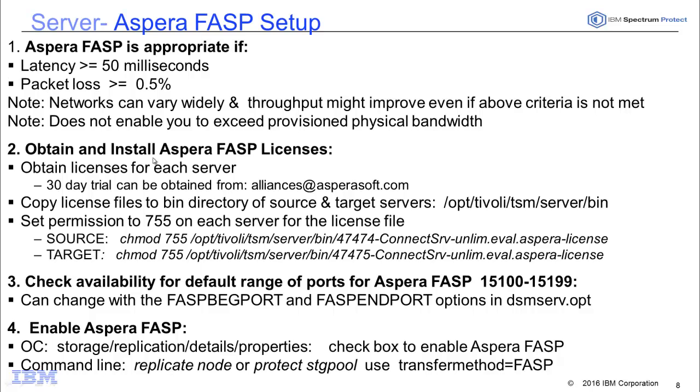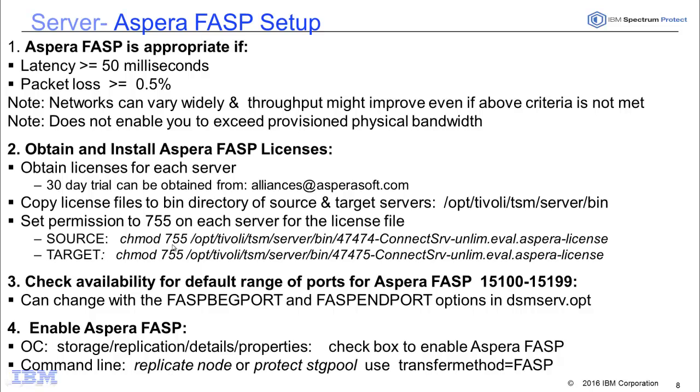Next, you'll need to obtain and install an Aspera FASP license. You'll need one for each of your servers, and you can request a 30-day trial by sending an email to alliances@asperasoft.com. You'll want to copy those license files to the bin directory on both the source and target servers. And for Linux, that's the /opt/tivoli/tsm/server/bin directory. And then you'll want to set the permissions for those license files to 755 by utilizing the chmod command.